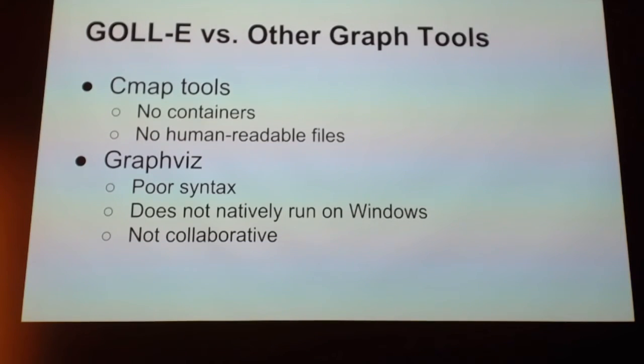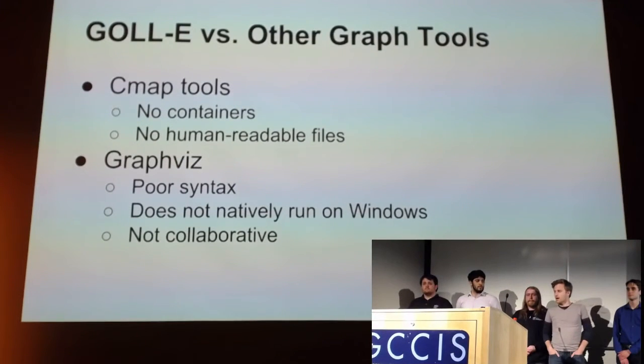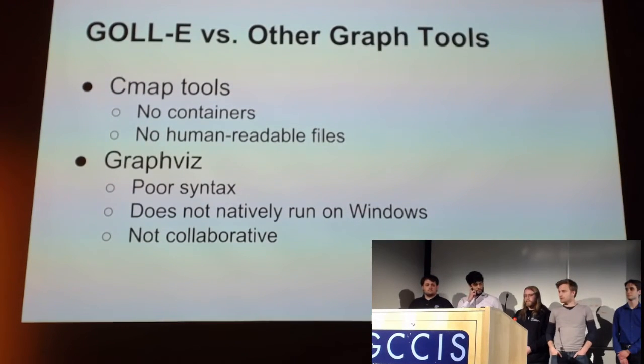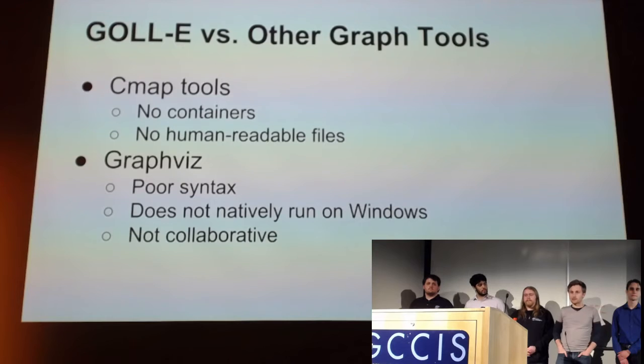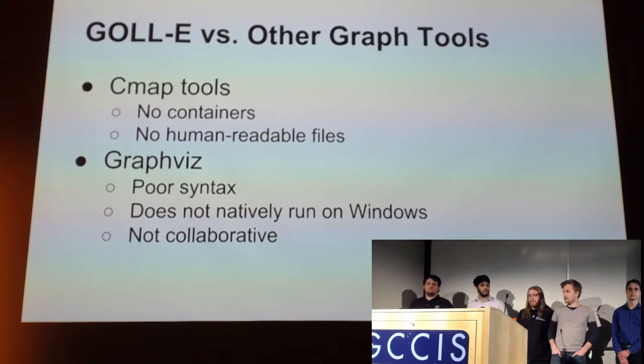So there are some existing tools for graph visualization and editing, but 2 Sigma wanted their own tool for this because some of the existing tools fall a little bit short in important ways. For instance, CMap tools is a piece of software for editing graph layouts, and it does automatic layout, but it's pretty slow. And also, it does not have containers.